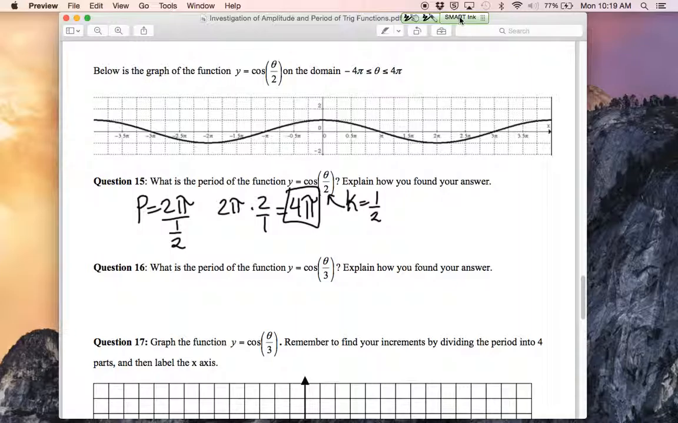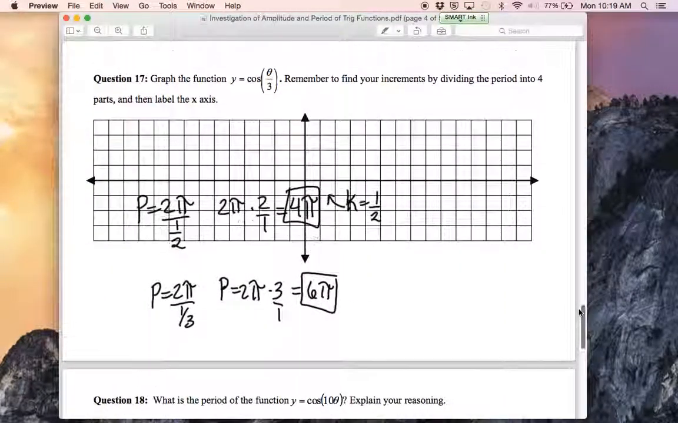What's the period of this function? So here, period equals 2 pi over k. In this case, k is 1/3. So period equals 2 pi times 3 over 1, which is 6 pi radians. And how did I get that? Well, I just used my formula.